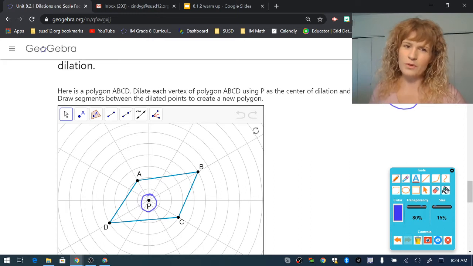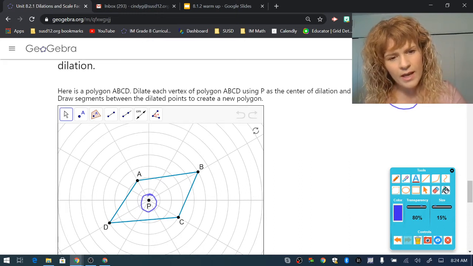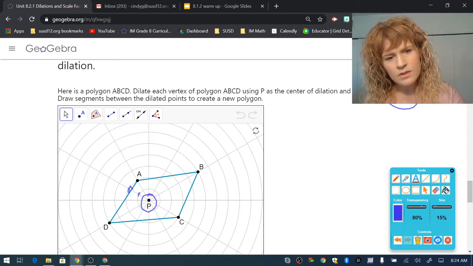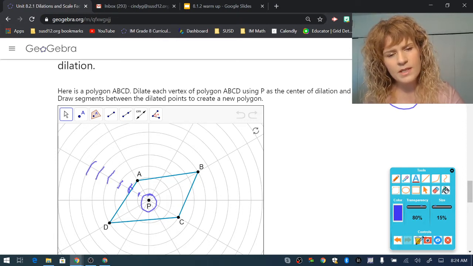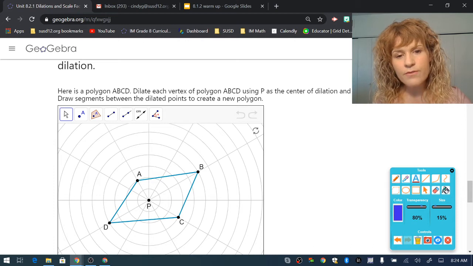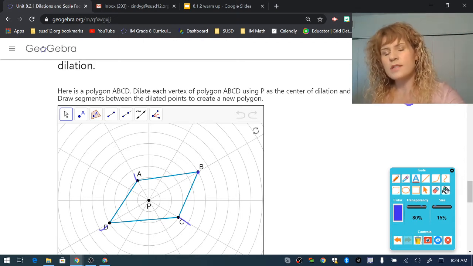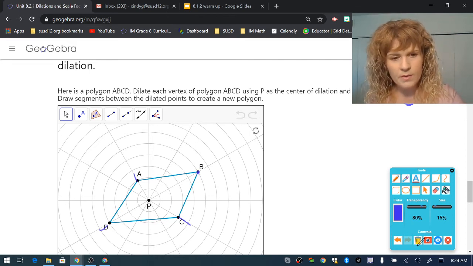Okay, how do you count grid units on a circular grid? Well, just follow a line outwards. This is 1 grid unit, 2 grid units, 3 grid units, 4, 5, 6. That's how you'll count grid units on a circular grid. Lucky for us, the vertices are all on lines. So this is going to be really easy to perform the dilation. The scale factor is 2. Okay, let's get going, starting with point A.